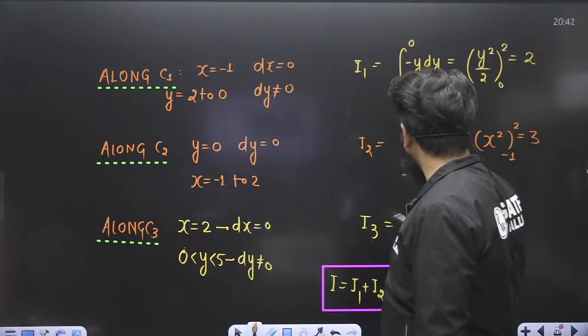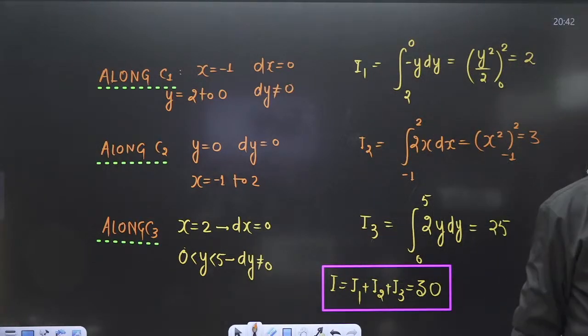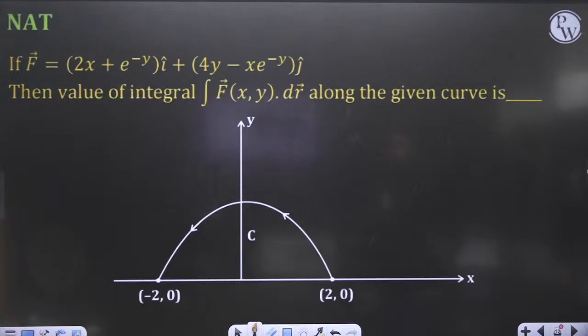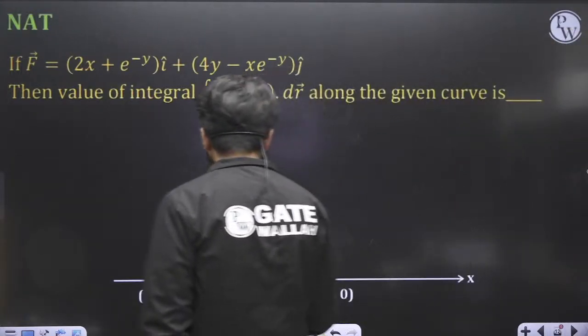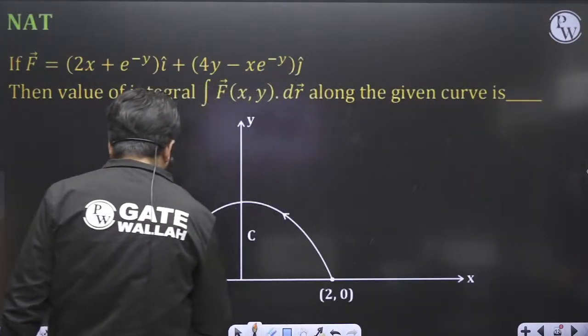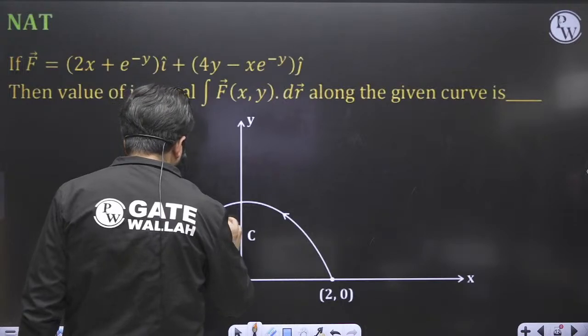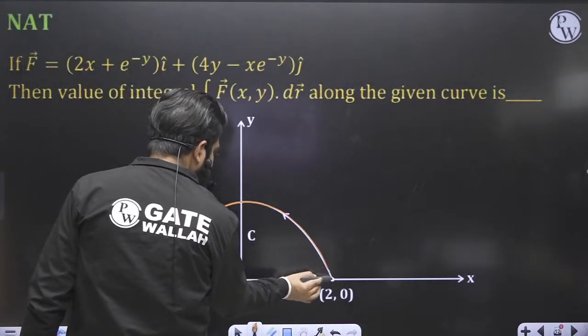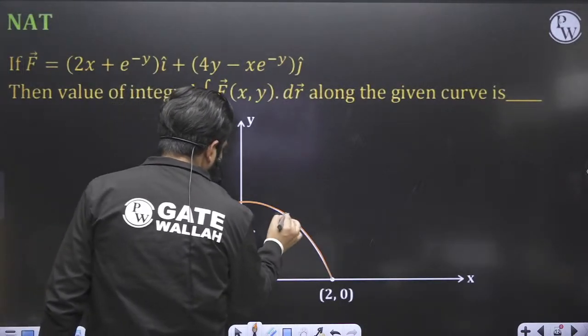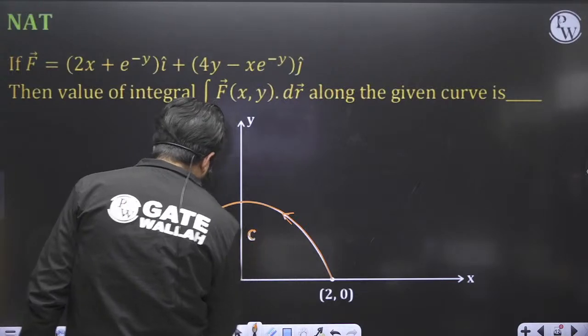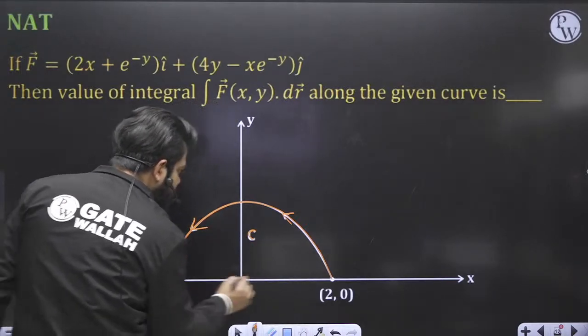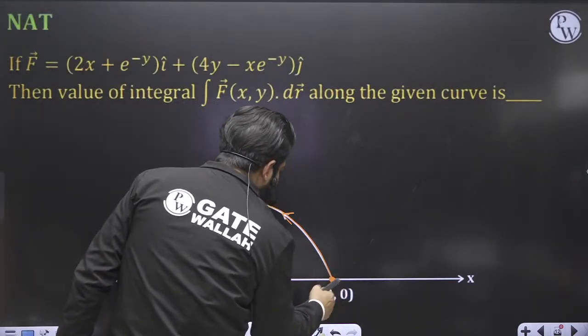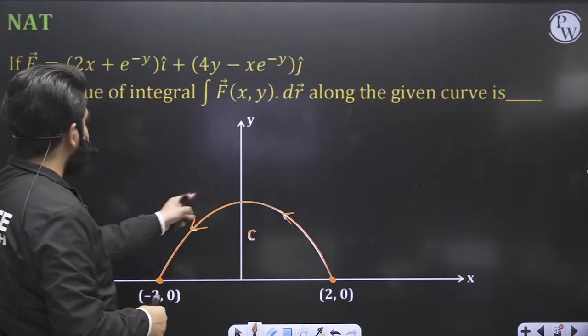Ready everyone for the next question? Perfect. This is the next question. Very interesting question. In this case, I'll give you the path. This is not a closed path. First of all, this is an open path. And this is the path C, which is mentioned to you. 2 comma 0 to minus 2 comma 0, this is path C.